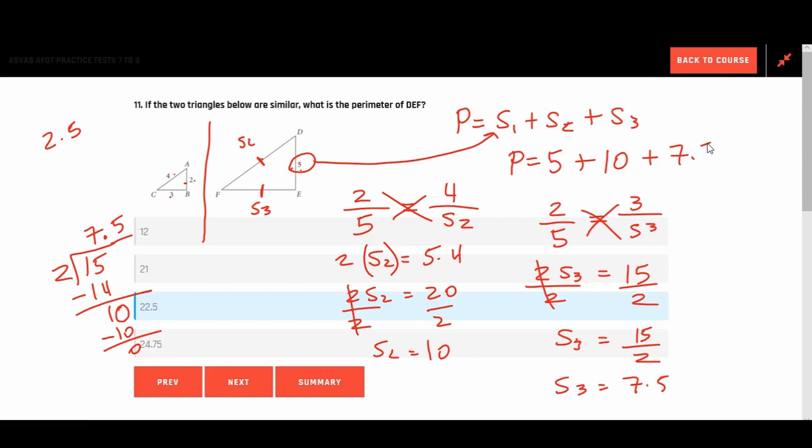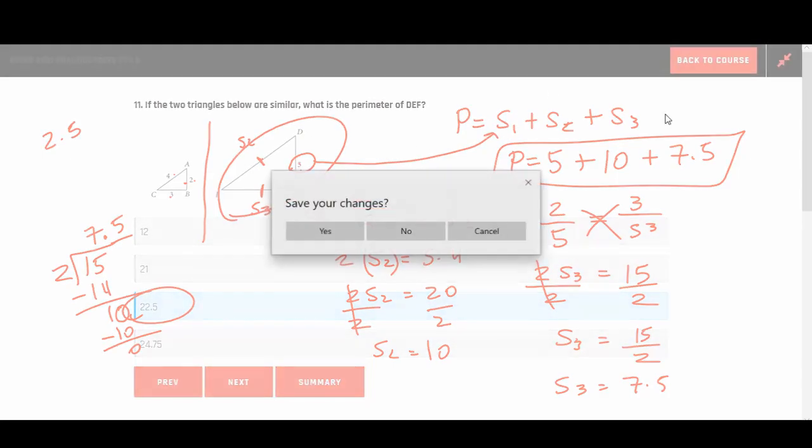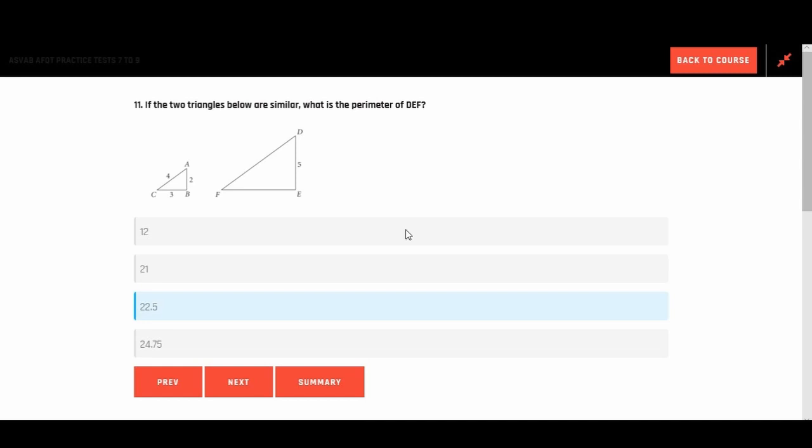Let's add these all up. 5 plus 10 is 15. 15 plus 7, 15, 16, 17, 18, 19, 20, 21, 22 with a 0.5 hanging on there. So I know this is 22.5. And I used the fact that you add up all the sides of any figure or shape to find the perimeter. Okay, so that's that one.